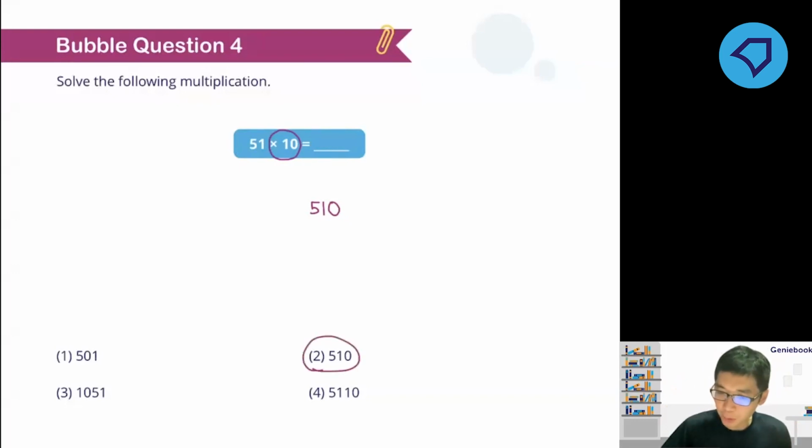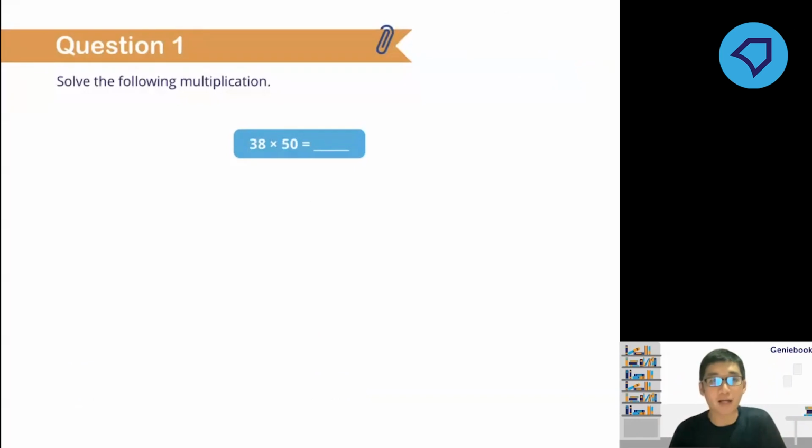Okay, now let me show you again what happens if we are multiplying by a multiple of 10, in case some of you did not catch what I showed just now, before we go into the next bubble question. So let's say I have 38 multiplied by 50. Now that I have not taught you how to multiply a 2-digit number by a 2-digit number yet, how do we solve this?